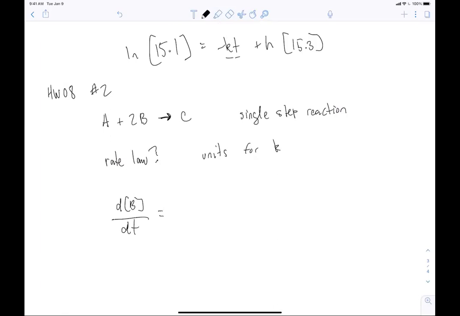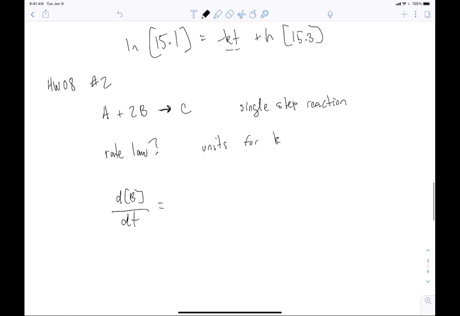Usually if they're asking for the integrated rate law, they'll say integrated rate law. Otherwise, they're typically talking about the differential rate law, which is where we started when we did the method of initial rates. So we want to write this in terms of B.